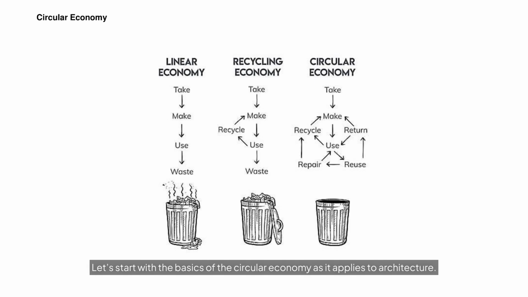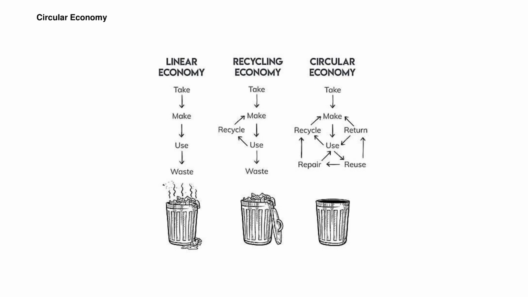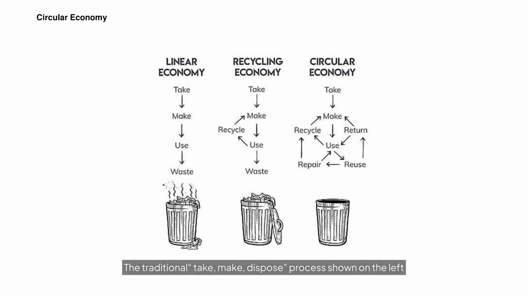Let's start with the basics of the circular economy as it applies to architecture. The traditional take, make, dispose process shown on the left relies on raw material input and generates waste. The recycling economy improves the linear economy by recycling demolition materials, but the process still generates waste when full material recovery isn't achieved. The circular economy on the right minimizes reliance on new raw material input by keeping resources in use for as long as possible. Achieving net zero waste is possible in the circular economy through reusing and recycling construction waste instead of sending it to landfills.